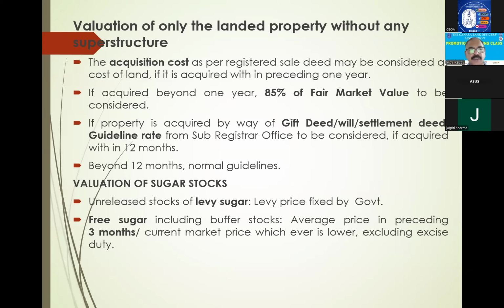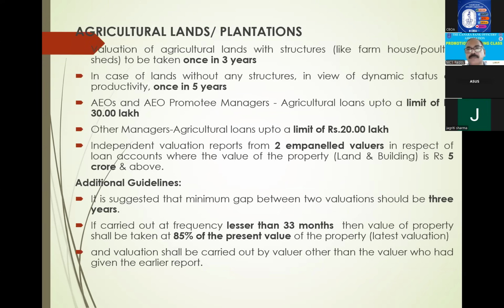Beyond 12 months, normal. Sugar stocks, we need not worry. Agricultural properties, if there is a superstructure like a shed, dairy shed, poultry shed, etc., once in 3 years. If no superstructure, only open lands, once in 5 years. Here, AUOs and AUO promoting managers can do valuations for limits up to 30 lakhs, not the value of your property. Other managers can do up to a limit of 20 lakhs. Here also, for 5 crores and above, 2 empaneled valuers have to do it.